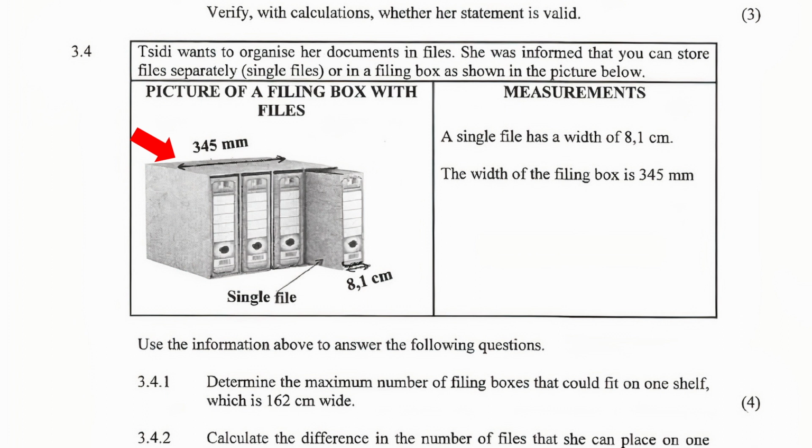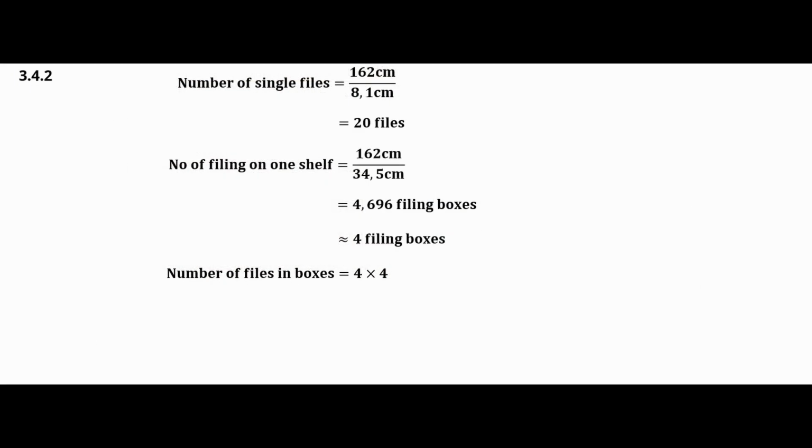And from the picture in question 3.4, we see that we can fit 4 files in a filing box. We can also confirm this mathematically by dividing the width of a filing box by the width of a single file. If you would like to confirm this, you can give it a try by yourself, but we will accept that there are 4 files that can fit in a filing box. So the number of files that can be packed on the shelf with filing boxes is 4 times 4, and this equals 16 files. So the difference in the number of files is 20 minus 16, and this equals 4.